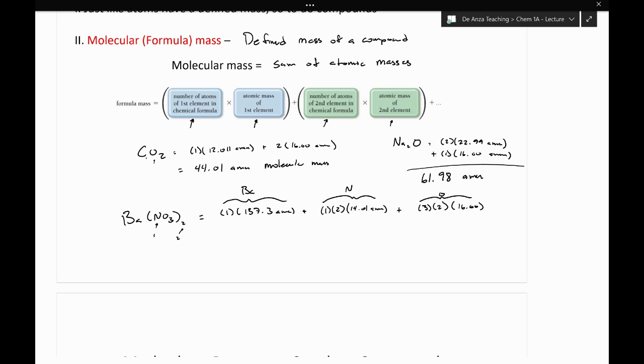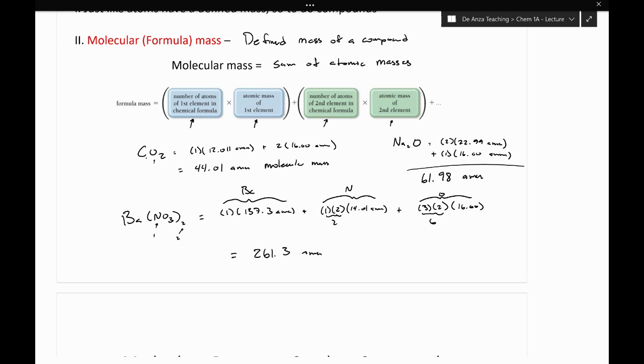And so in these cases, you don't have to show this 1 and this 2. You could just say, I know in barium nitrate that there are 2 nitrogens and 6 oxygens. The important thing to realize is that you want to distribute that subscript 2 to all of the elements that are part of your polyatomic, because that 2 applies to all of the elements within the parentheses. And so when you sum this all together, you get something like 261.3 atomic mass units.